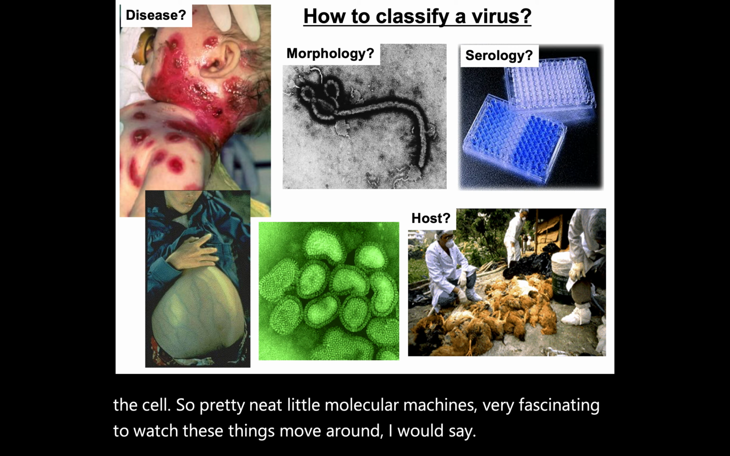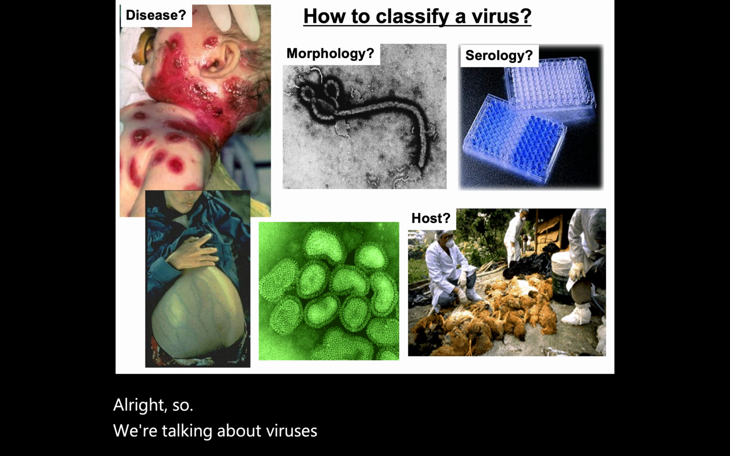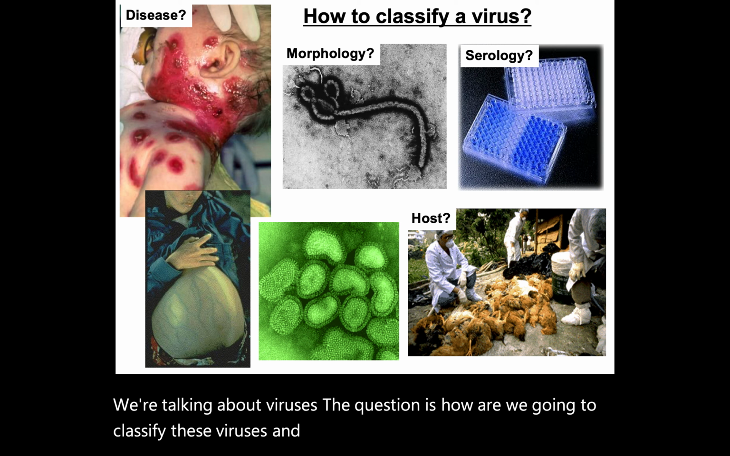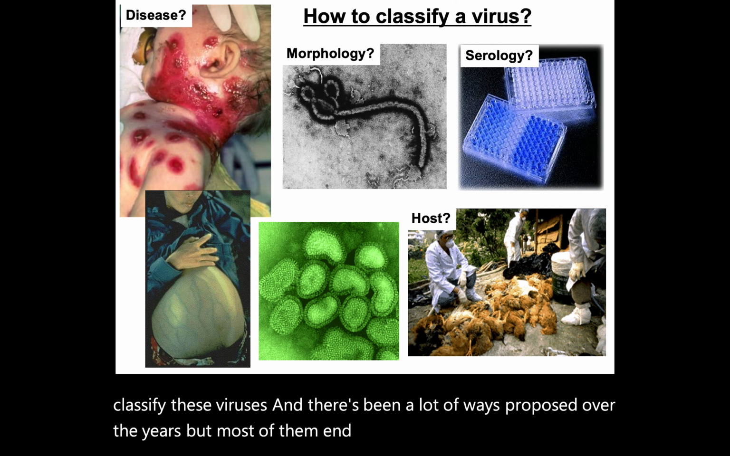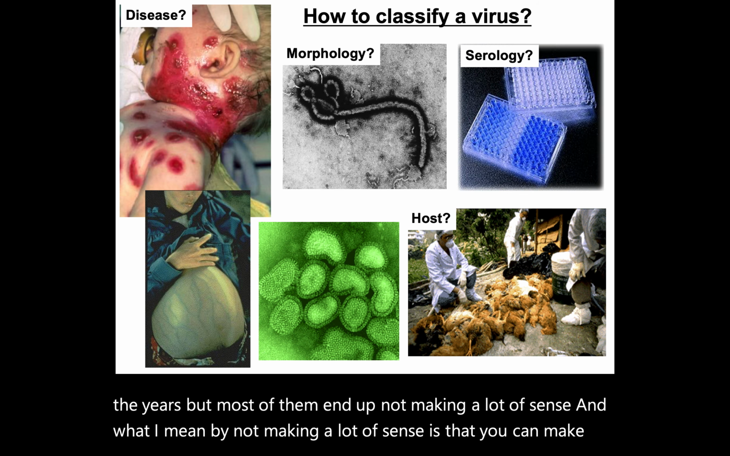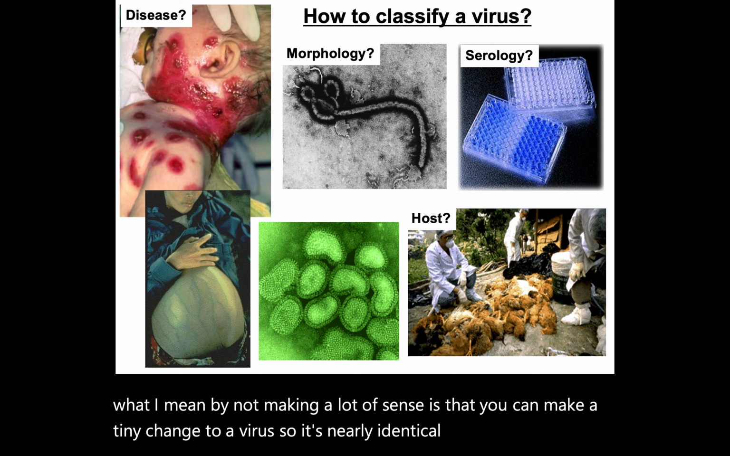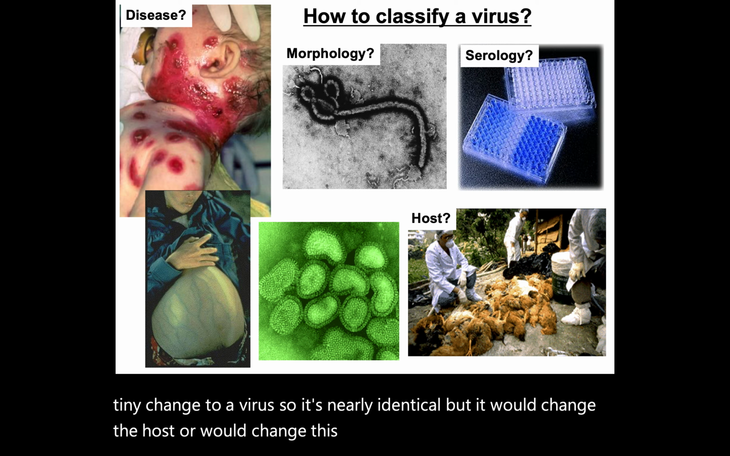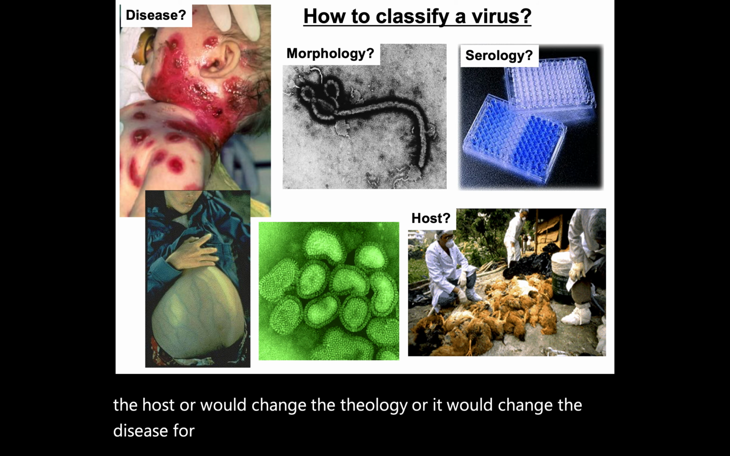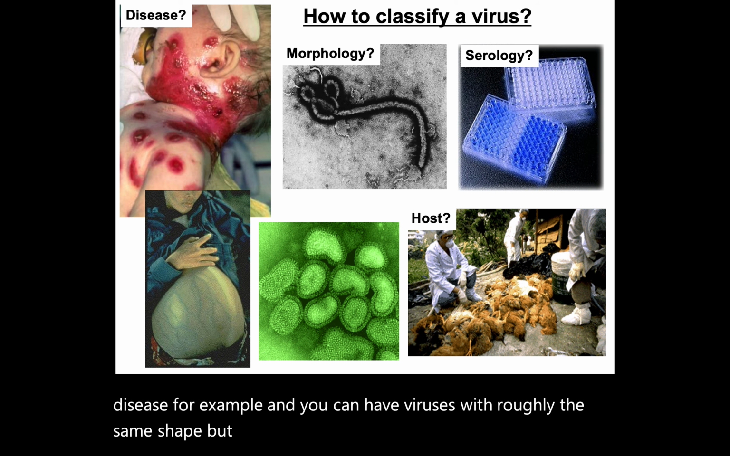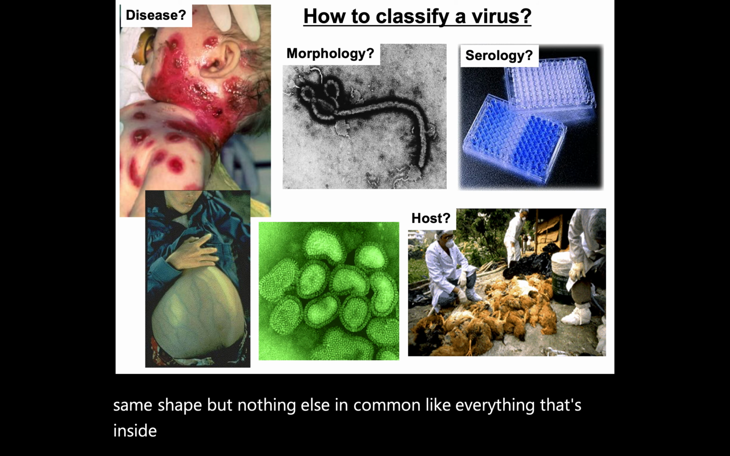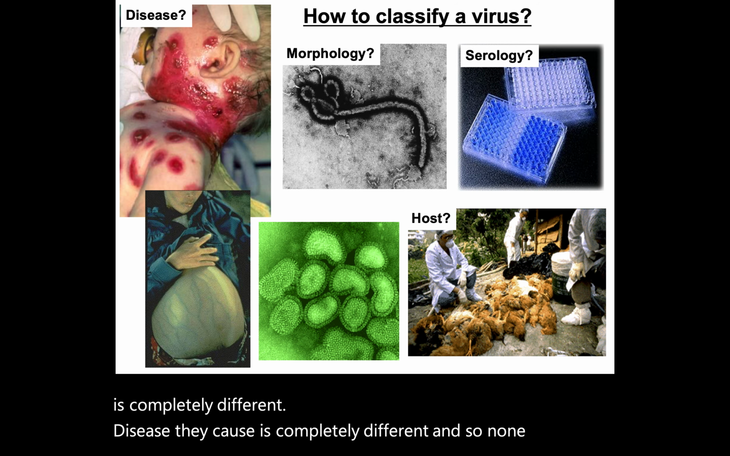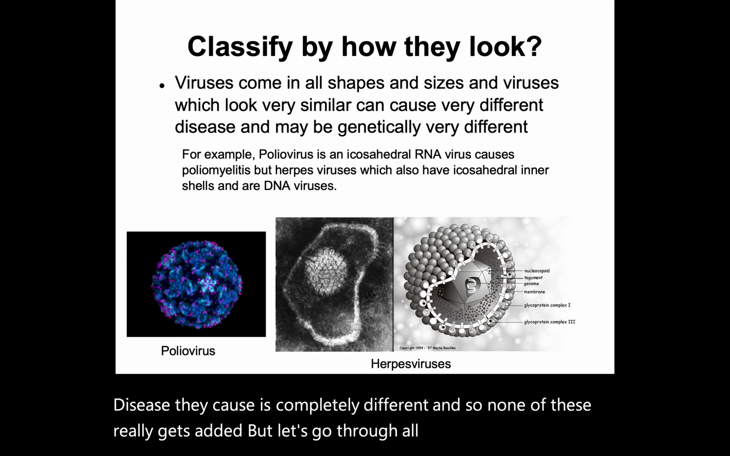All right. So, if we're talking about viruses, the question is, how are we going to classify these viruses? There have been a lot of ways proposed over the years, but most of them end up not making a lot of sense. What I mean by that is you can make a tiny change to a virus, so it's nearly identical, but it would change the host, or the serology, or the disease, for example. And you can have viruses with roughly the same shape, but nothing else in common. Everything that's inside is completely different. The way they work is completely different. The disease they cause is completely different. And so none of these really gets at it. But let's go through all the possibilities, shall we?